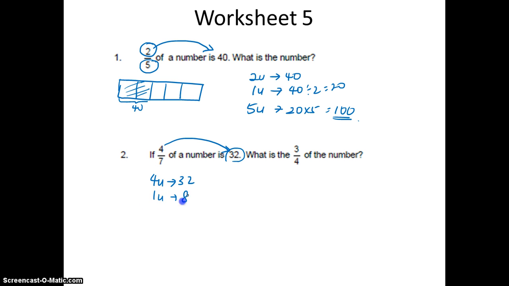If 4/7 of a number is 32, I know 4 units is 32. 1 unit will be 8. 7 units will be 56. What is 3/4 of the number? My number here is 56, so it's 3/4 times 56, and the answer is 42.